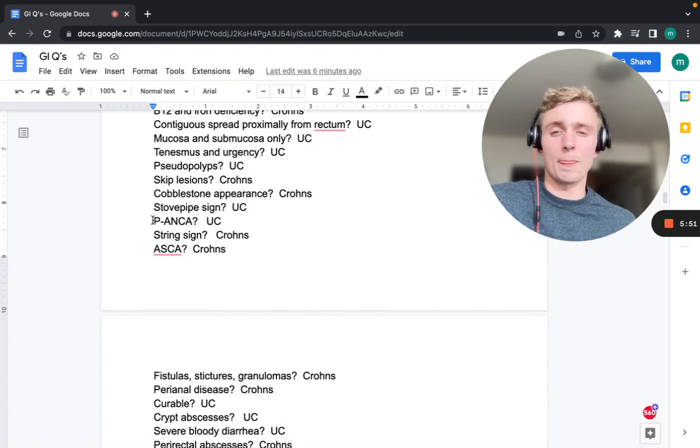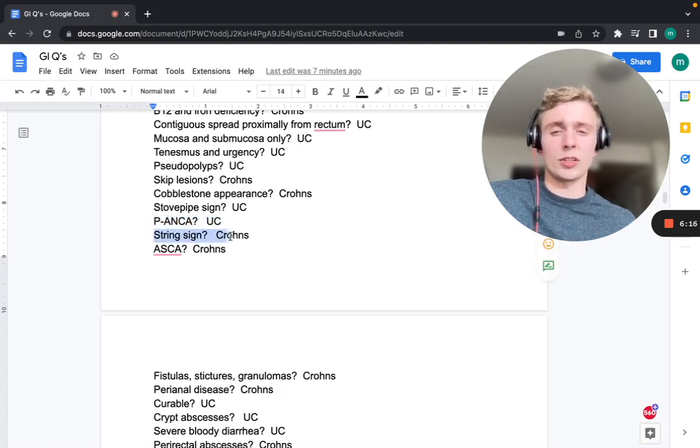P-ANCA, it's important to know, is ulcerative colitis. And what other condition associated with ulcerative colitis is also P-ANCA in the GI tract, including the biliary pathology? That's going to be PSC, primary sclerosing cholangitis. That's also a P-ANCA positivity. So that's how you can remember both those. Ulcerative colitis and PSC are both P-ANCA positive.